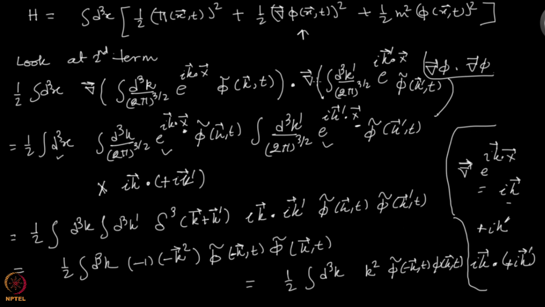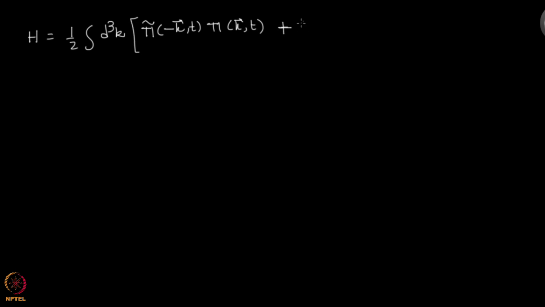So I can now easily write down the final result. My Hamiltonian would look like the following: integral d cube k, half, pi tilde of minus k, t, pi tilde of k, t, plus half. Yeah, it's nicer to put half here. That way you don't forget the half.